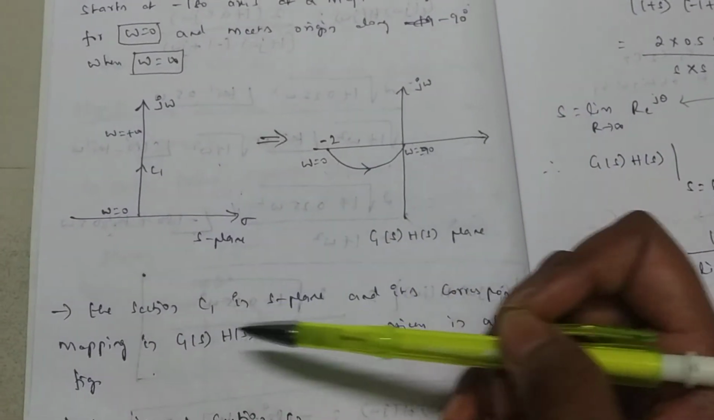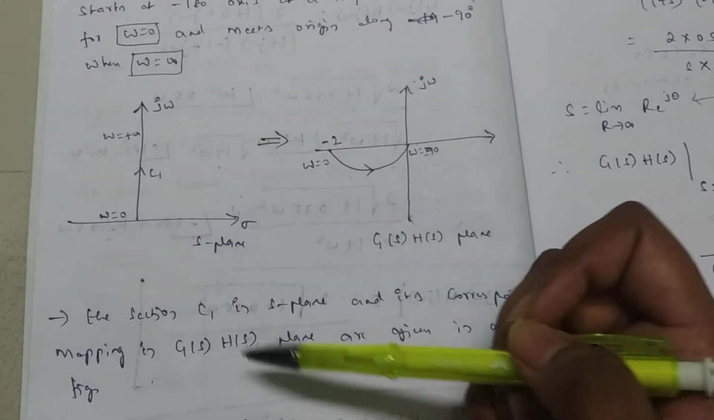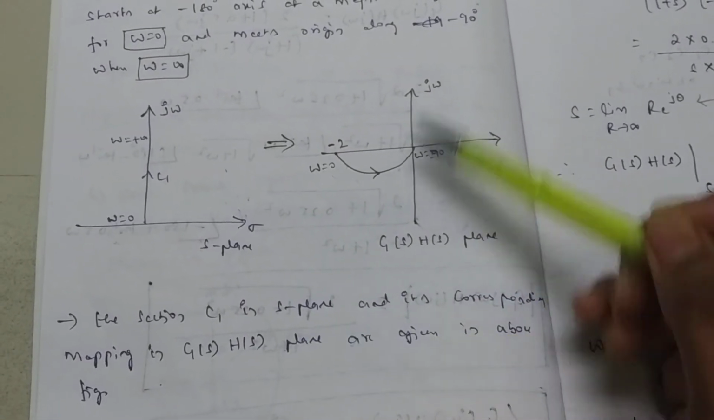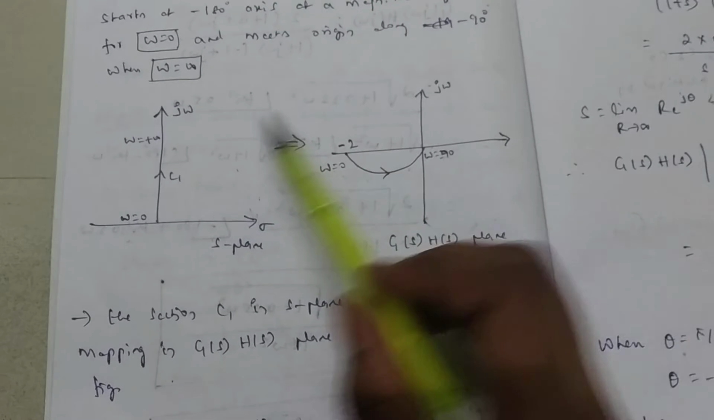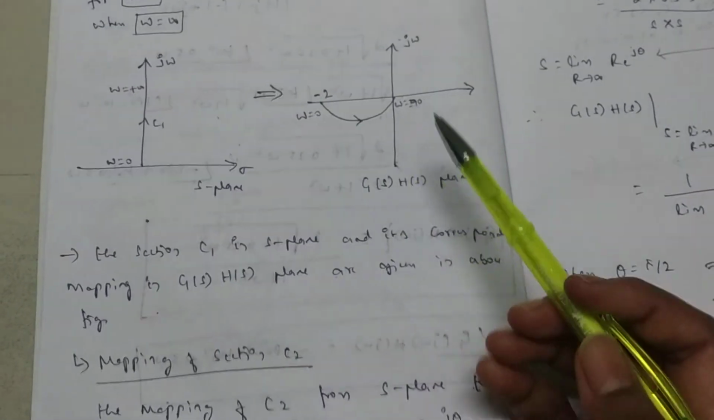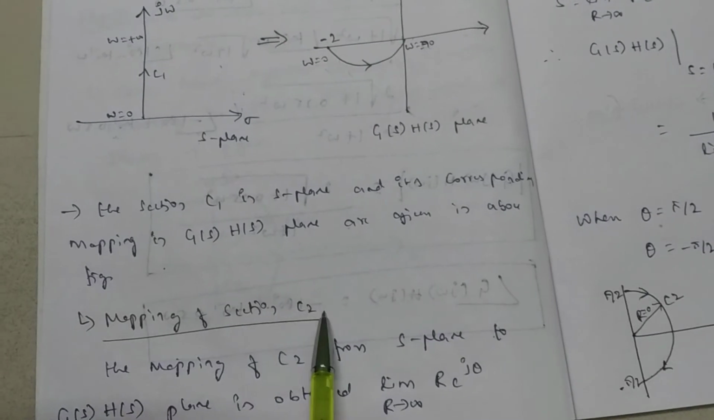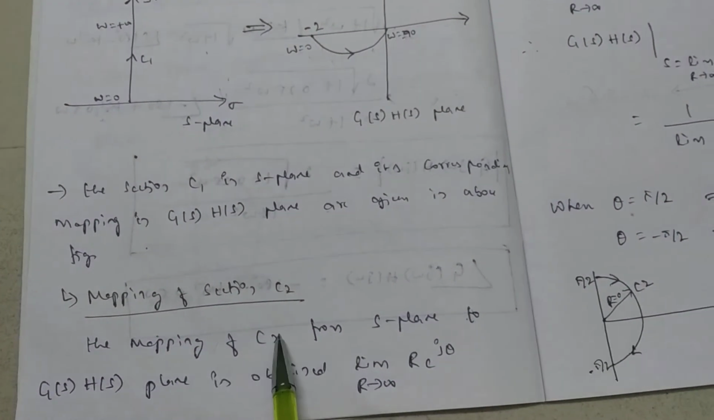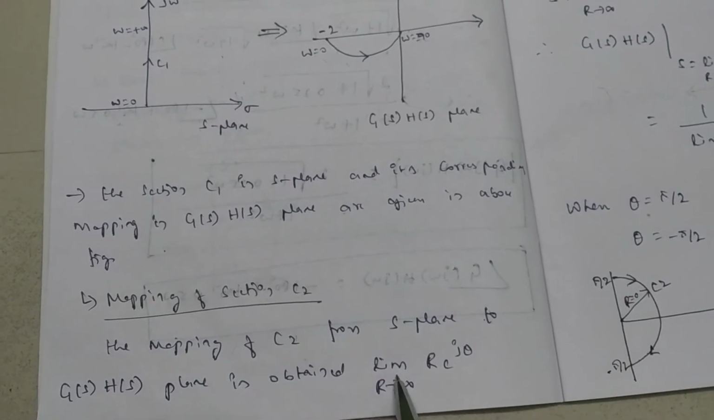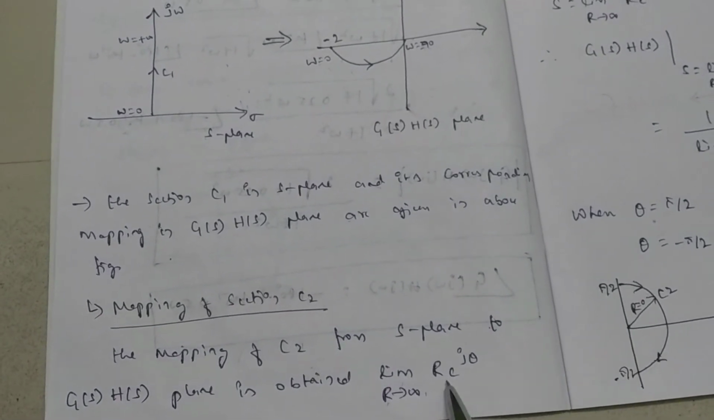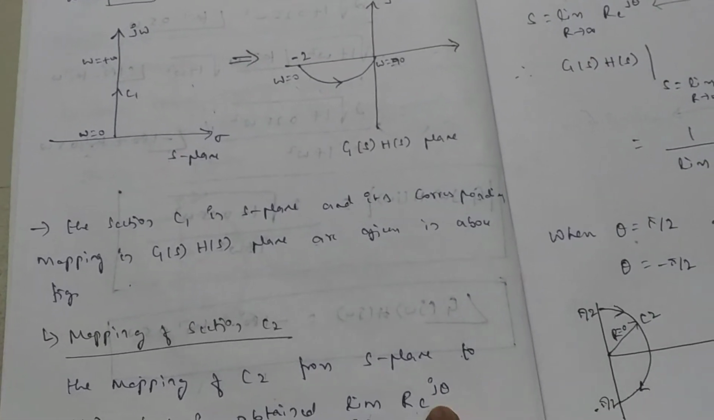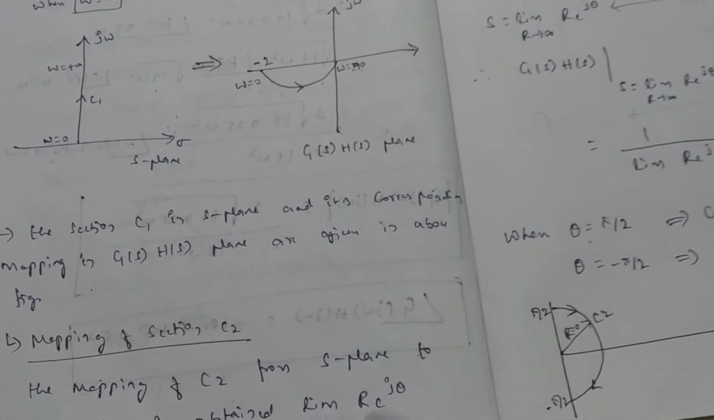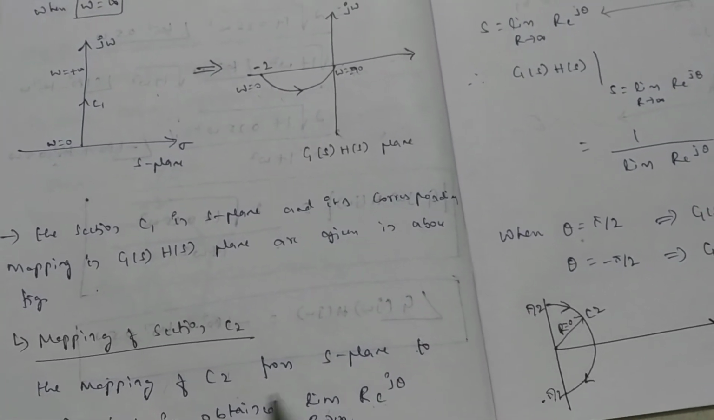See here, the section C1 in the S-plane and its corresponding mapping in the G(s)H(s) plane. That means the G(s)H(s) plane is given in the above figure. So this is the mapping of section C1. Similarly, we have to map the section C2. For mapping section C2, we take the limit of r tending to infinity, that is r e power j theta. So the limit of r e power j theta for this section C2 in the S-plane is mapped on a circle of 0 radius around the right angle of the S-plane.